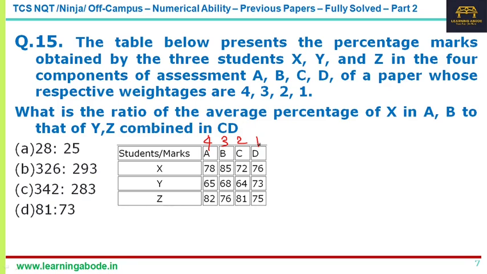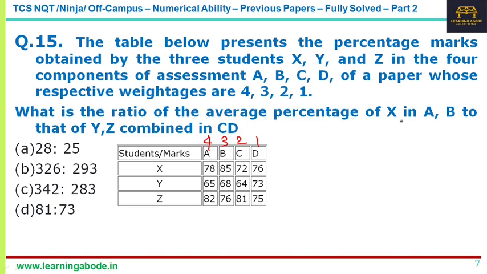Now they are asking for the ratio of the average percentage of X in A and B to Y and Z combined in C and D. When you take percentage, you can't just put 78 plus 85 by 2. You can't do that, because you have to consider the weights when you go for percentage. So this calculation we have to do. It takes a little bit of time, but it is still easy to solve.